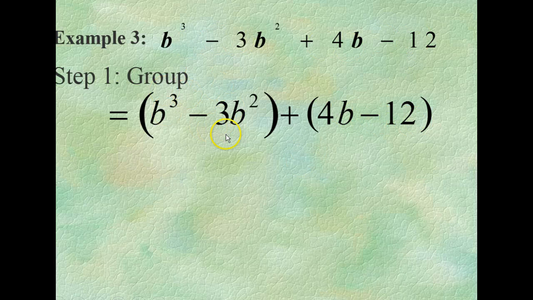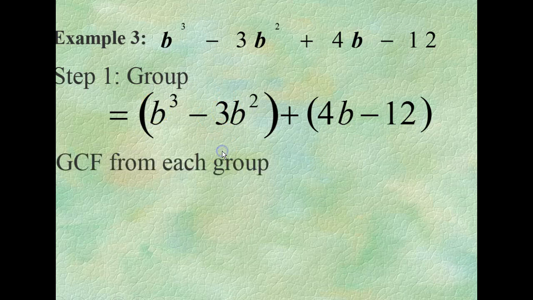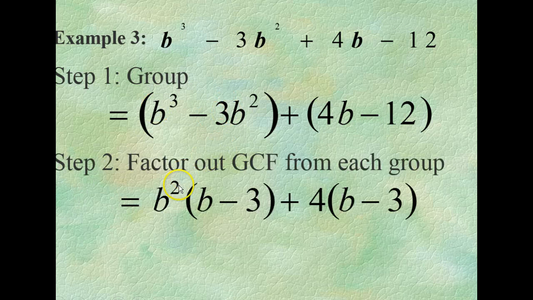All right, next thing we're going to do is take a GCF out of these two. What's in common between those two is a b squared. I'm left over with b minus 3. What's in common in these two is a 4, and I'm left with b minus 3. Again, these have to match.